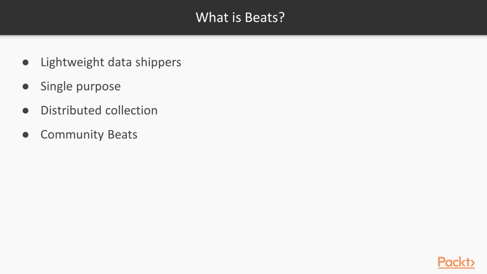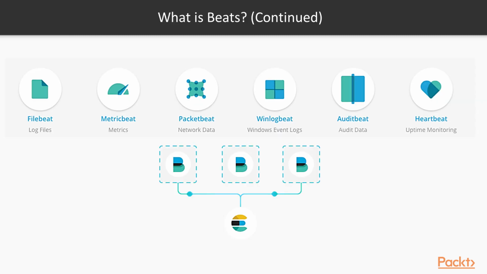Along with the Beats we'll be talking about in this video, there are tons of community Beats. Heck, you can go write your own. It's a very straightforward protocol. So the list of Beats at the time of this recording from Elastic are FileBeat, which is used to send a file from one place to another. This is your very typical logging use case.